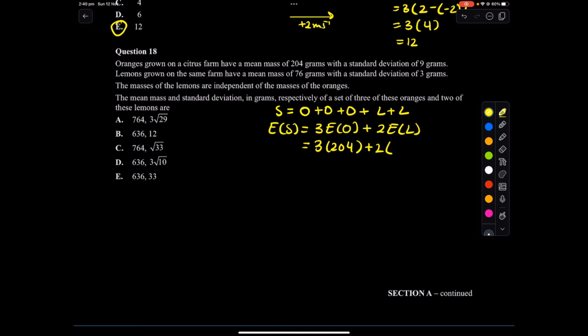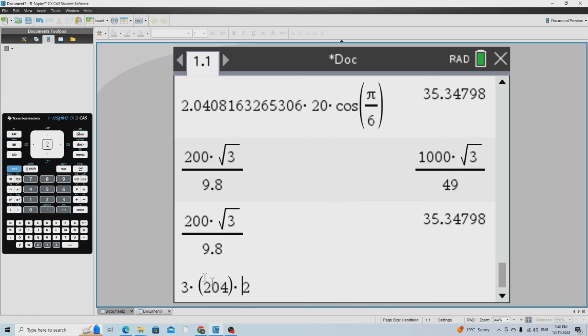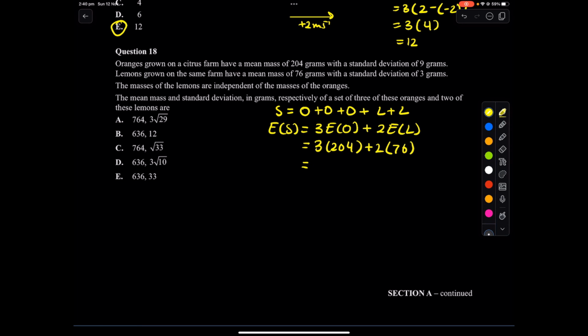The mean of the oranges is 204 and the mean of lemons is 76, which is, using a calculator, 3 times 204 plus 2 times 76, that's 764. 764 grams. So we can cancel these out, so we only have A and C now.